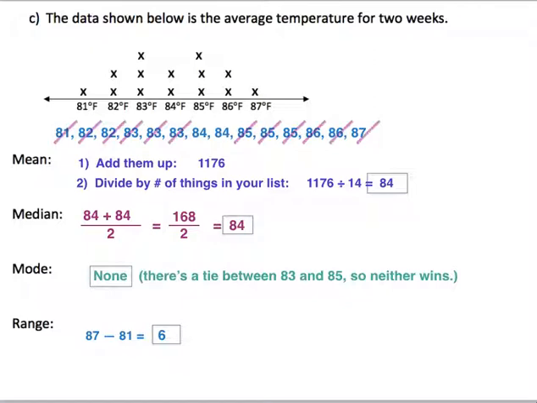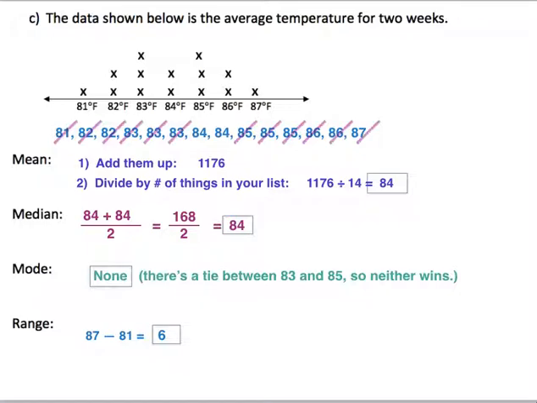For the median, you cross out one number from each edge of your list until you get to the middle, but there's two middle numbers. So you have to average them out, which is really the same process as finding the mean. You add the two numbers left, and because you added two numbers, that's what you divide by, 2. The median is also 84. This is pretty rare when the median and mean are the same number, but it does happen sometimes.